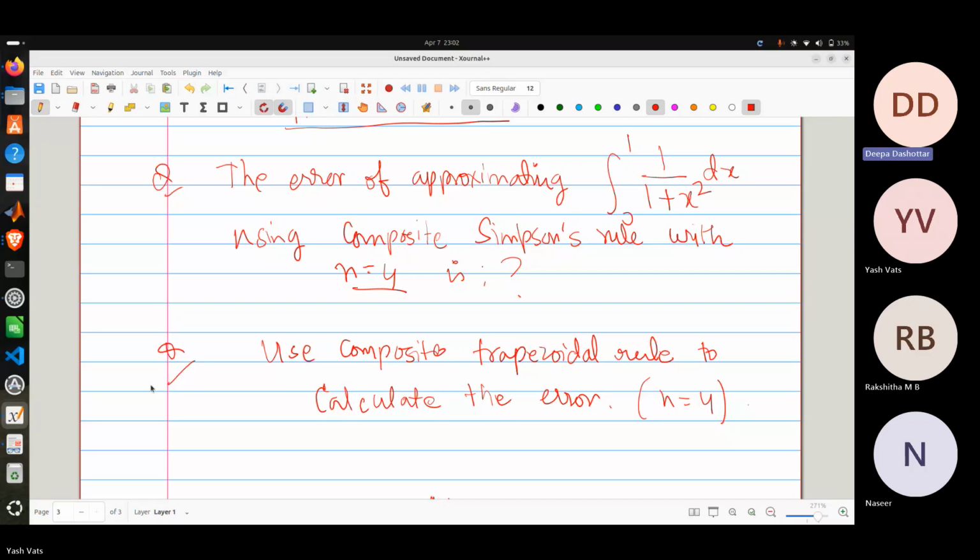So, sir, for Simpson's one-third rule, the error which I am getting is 0.0007 something. Is that correct, or how to verify?